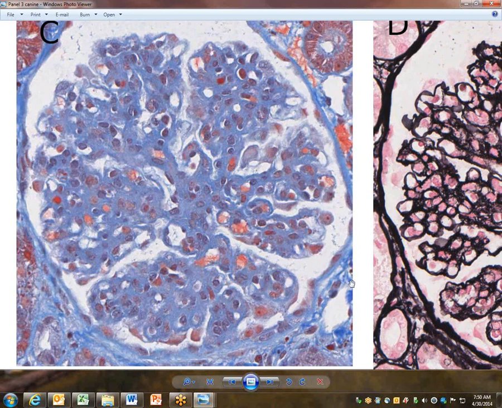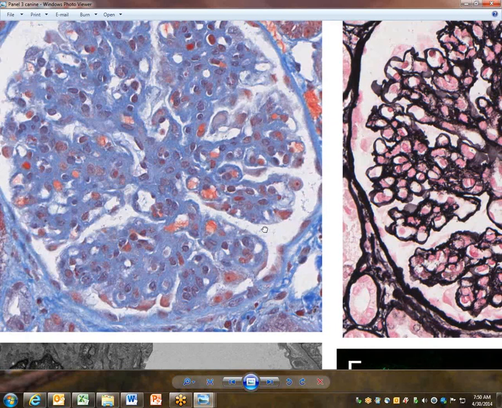So for the trichrome, it's kind of the same deal. You have the hypercellularity. You're still able to see some of the capillary loops. More of the same. Yeah. Okay, all right.